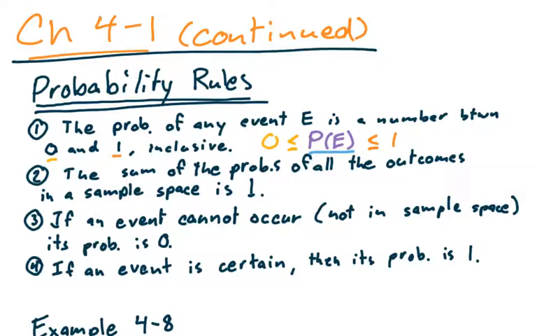The second thing, the sum of all of the probabilities of all of the outcomes in a sample space has to add up to a total of 1 as well. If an event cannot occur, it is impossible, or in other words, that event is not in the sample space, then its probability is 0. And then finally, if an event is certain, then its probability is 1. Okay, so let's take a look.